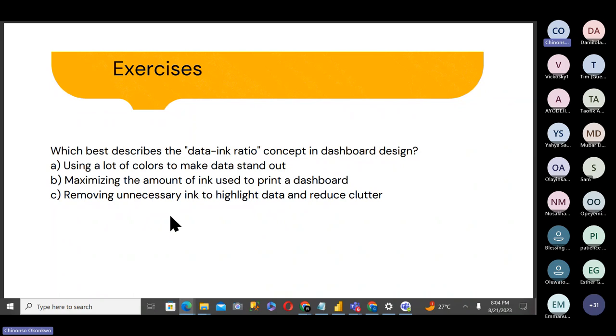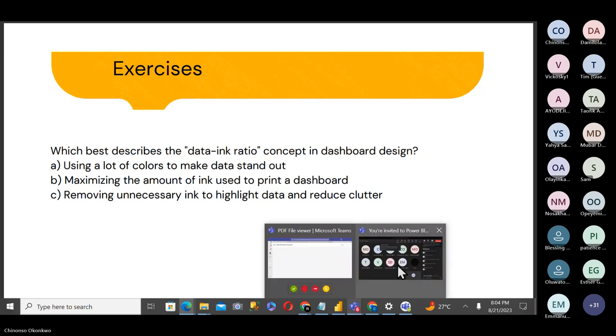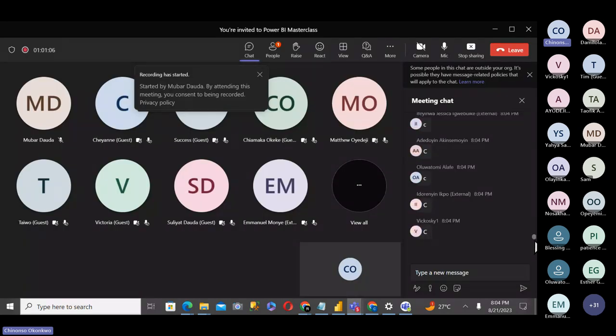Now, which best describes the data-to-ink ratio concept in dashboard design? Using a lot of colors to make data stand out. Maximizing the amount of ink used to print a dashboard. Removing unnecessary ink to highlight data and reduce clutter. So for the third question, what do we think? People will not even wait for me to finish reading this question. People are already writing C.